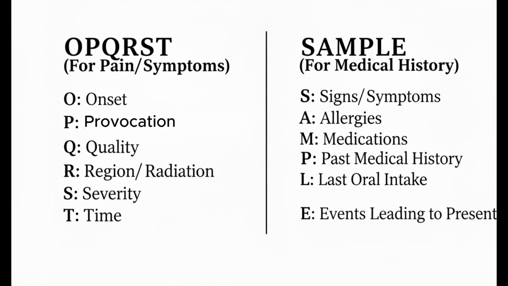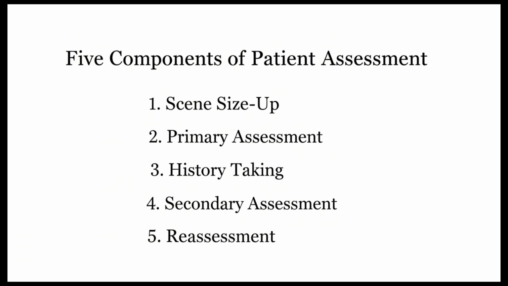Third is history taking. Use the OPQRST mnemonic to investigate pain: onset, provocation, quality, radiation, severity, and time. Use the SAMPLE history for a general medical history: signs, symptoms, allergies, medications, pertinent past medical history, last oral intake, and events leading up to the incident. Fourth is the secondary assessment. This is a more detailed physical exam.